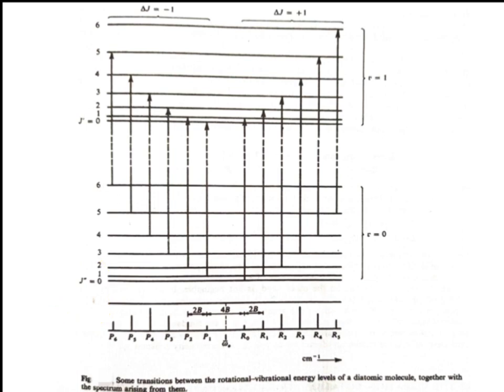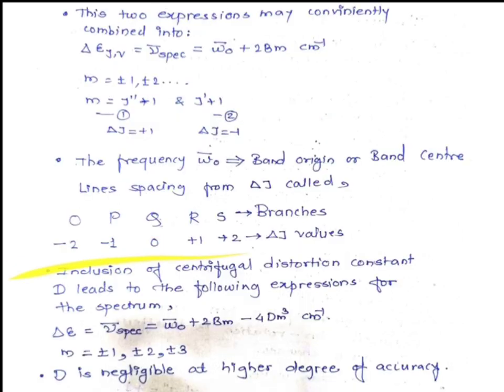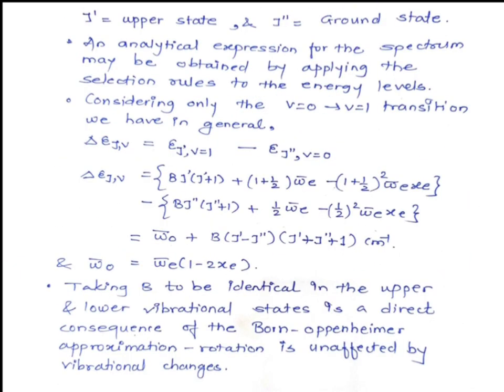And when we want to find the change in energy between these two energy states, that will be calculated using the equation delta E J V is equal to E J prime V equal to 1. So J prime is the excited state of the rotational energy and V equal to 1 is the excited state of the vibrational energy. Minus, we have to subtract the energy of the ground state. The ground state includes J double prime and V equal to 0. So I have written this and put the values.